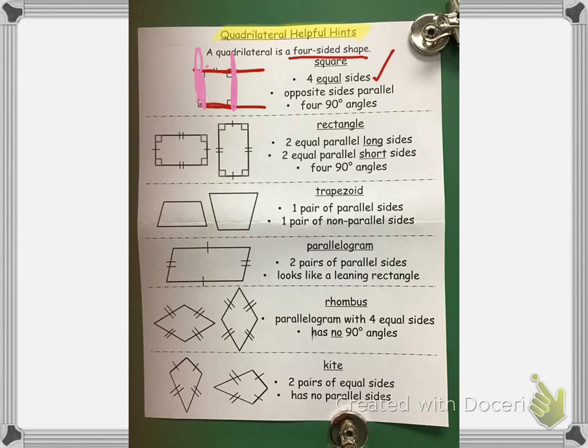Think of parallel lines like train tracks. The two lines on the end of the train tracks will never, ever touch each other. Then, the next thing that it tells us is that there are four 90-degree angles. So I don't know if you remember what a 90-degree angle is, but it's like this. It's 90 degrees and it makes an L. There we go.